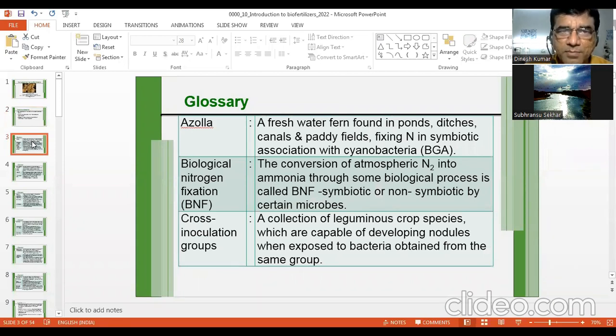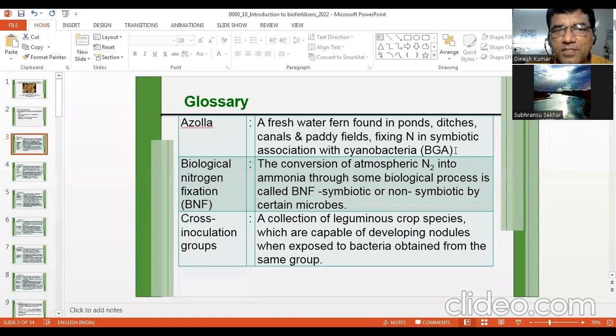Some difficult words, some glossary. Azolla. Azolla is a fresh water fern found in ponds, ditches, canals, paddy fields, fixing nitrogen in symbiotic association with cyanobacteria. So actually azolla are water ferns, and they have different sizes from small to medium size. You can see from 0.5 centimeter to 15 centimeter diameter. They are very efficient in photosynthesis. They can double their body weight just in a day. So they are very fast growing under ideal conditions, this azolla.